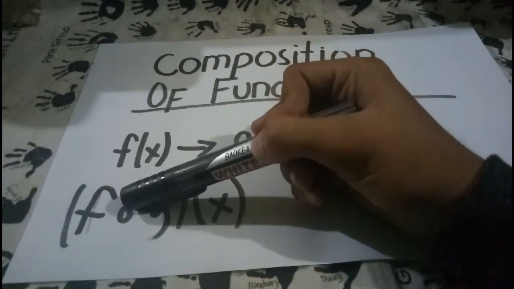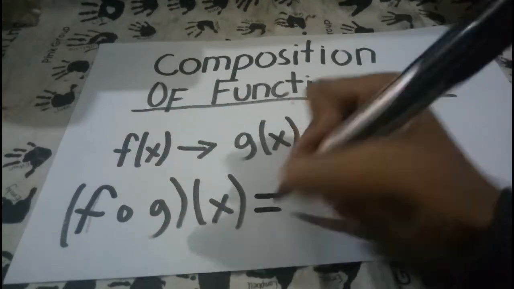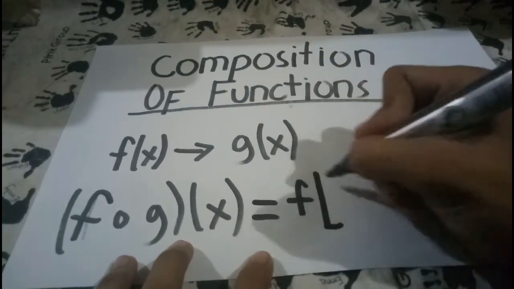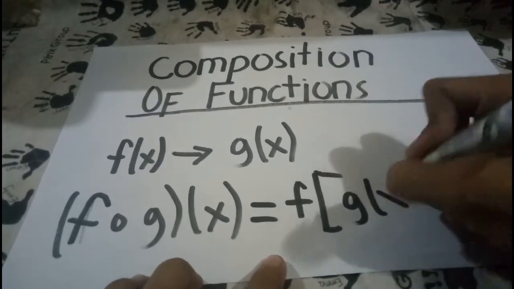The circle here is not a multiplication symbol. If you read it, it is not read as "fog x." So be aware of that. It is read as f of g of x. In this notation, we're gonna plug g of x into f.